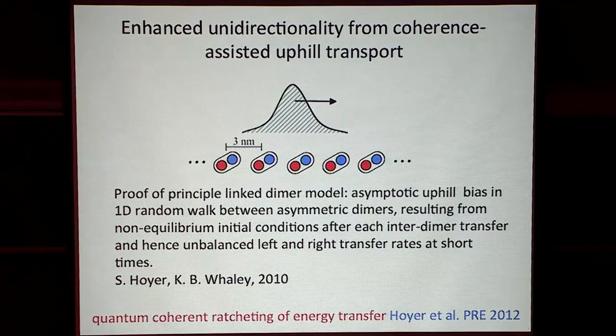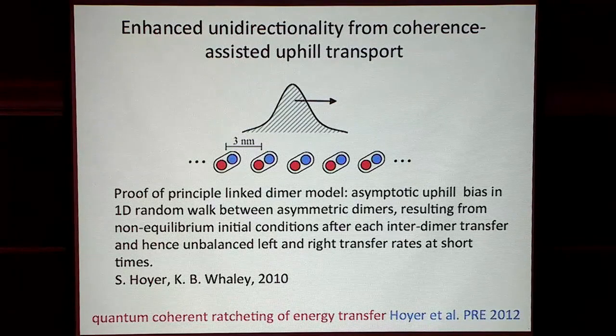Non-equilibrium initial conditions result precisely from the quantum dynamics between a pair of dimers. The non-equilibrium initial conditions give us unbalanced left and right transfer rates at short time. That gives rise to this asymmetry, which is essentially a quantum coherent ratcheting of energy transfer. This is kind of interesting.